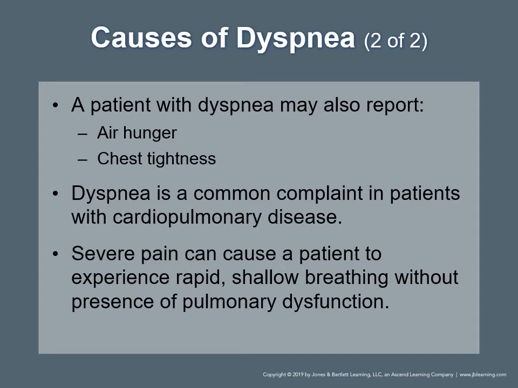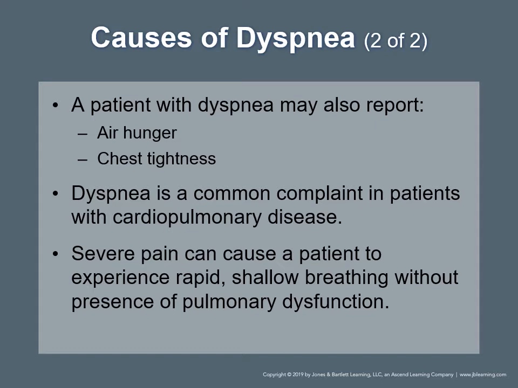Besides shortness of breath, a patient with dyspnea may also report air hunger. The patient reports not getting enough air and a strong need to breathe. Chest tightness is described as an uncomfortable feeling in the chest, commonly reported by patients with asthma. Dyspnea is a common complaint in patients with cardiopulmonary disease.